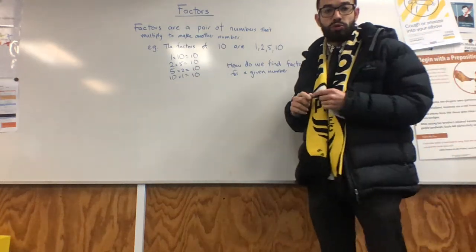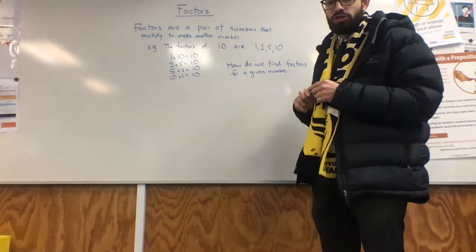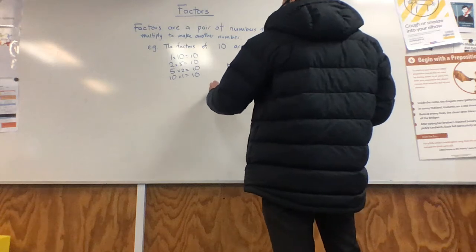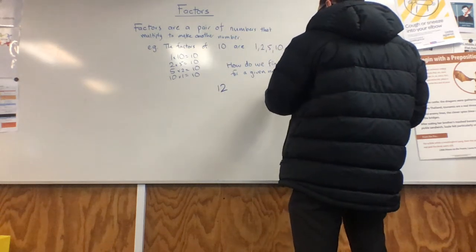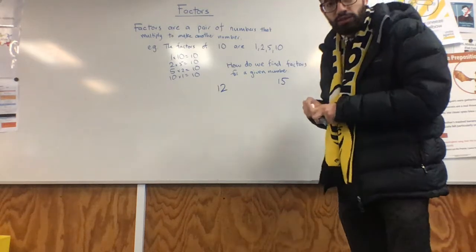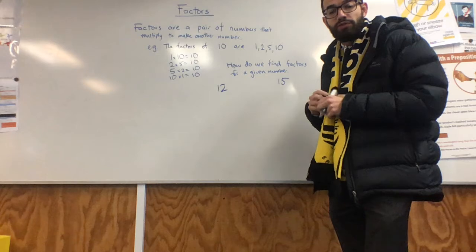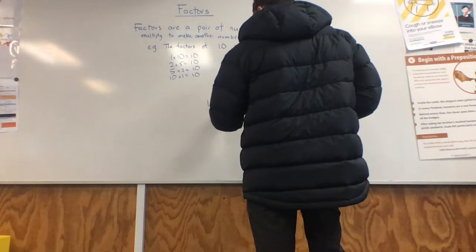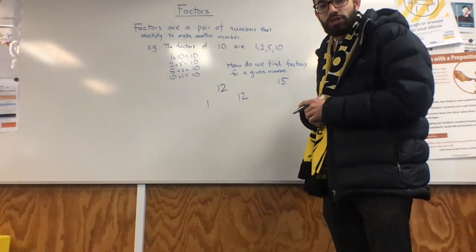So now we're going to look at how we go about finding out the factors of numbers. We'll start off with two different numbers: 12 and 15. The first thing we can do when we're looking at factors is write the number 1 and the number itself, because 1 times 12 is always going to give us 12.